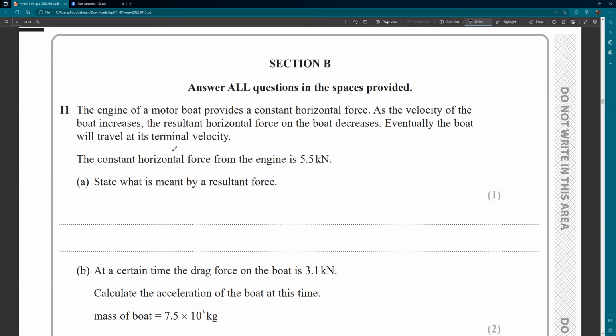Right, question 11. The engine of a motor boat provides a constant horizontal force. As the velocity of the boat increases, the resultant horizontal force on the boat decreases.